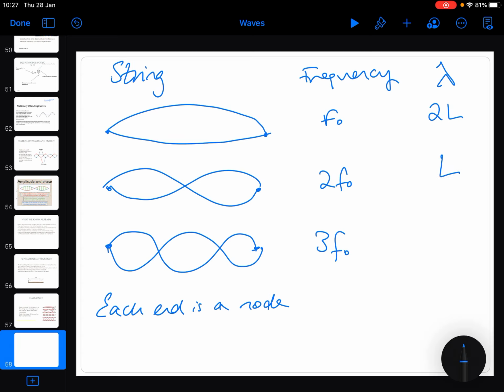The next one, you can see you've got 3 sections, so 3 half wavelengths. So to find the wavelength, you do 2L over 3. Okay. The way I tend to remember it is that basically you do 2L divided by however many sections you have. So the top one, you've got 2L divided by 1, gives you 2L. The next one, you've got 2L divided by 2, because there's 2 sections, gives you L, etc. 2L divided by 3, and so on and so forth. That's the kind of pattern that I work out to do that. So that's a string. Each end is a node, and that's the frequency.